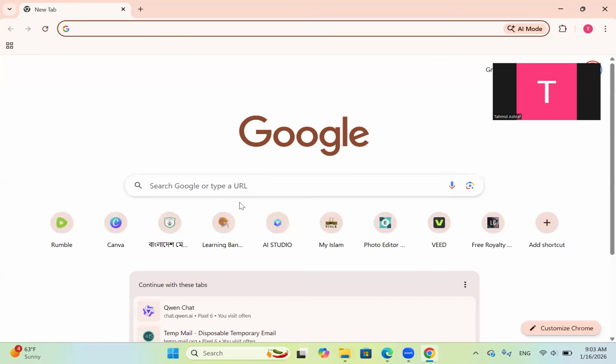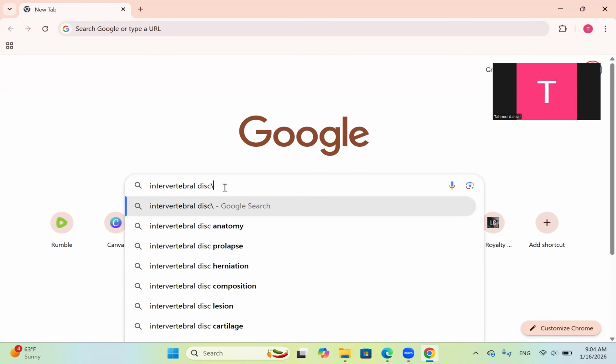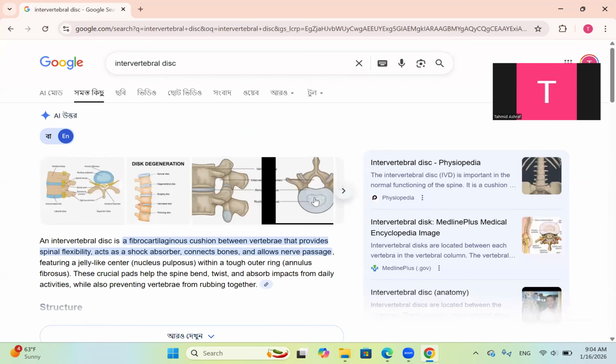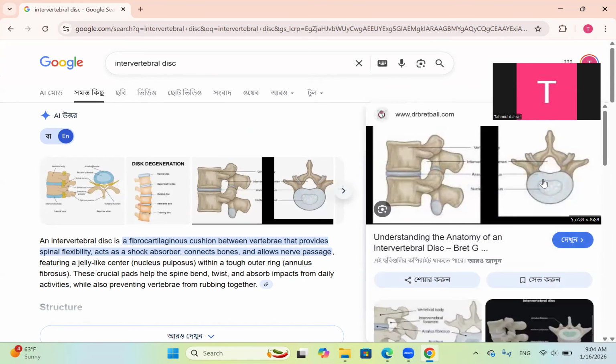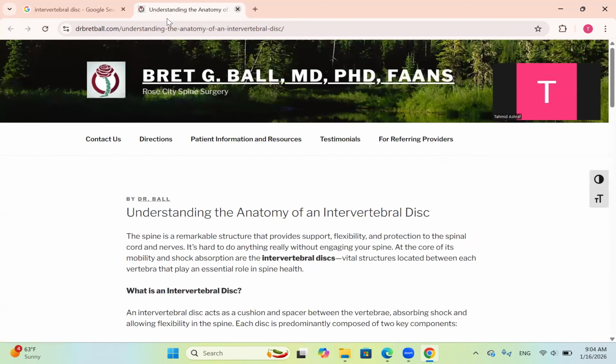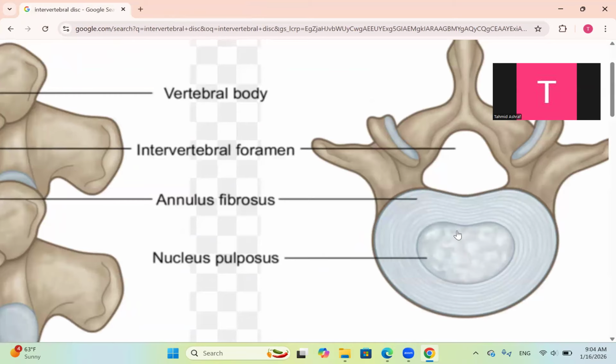Let me show you from Google. Intervertebral disc. If we look at this image, we'll just zoom it. So this is the intervertebral disc. This is the central area of the intervertebral disc. This is called nucleus pulposus. And the peripheral area is called annulus fibrosus.